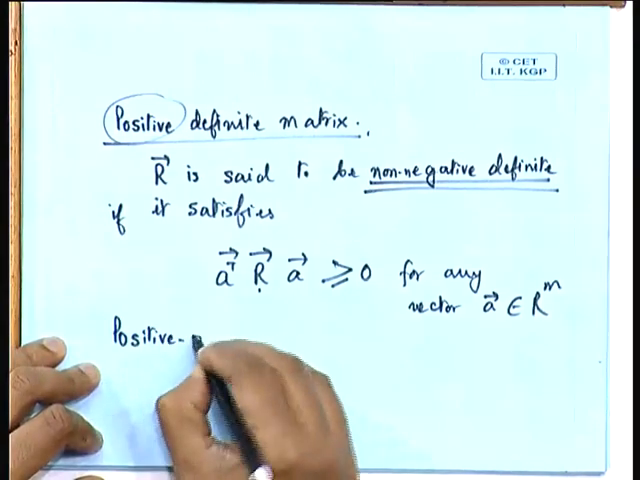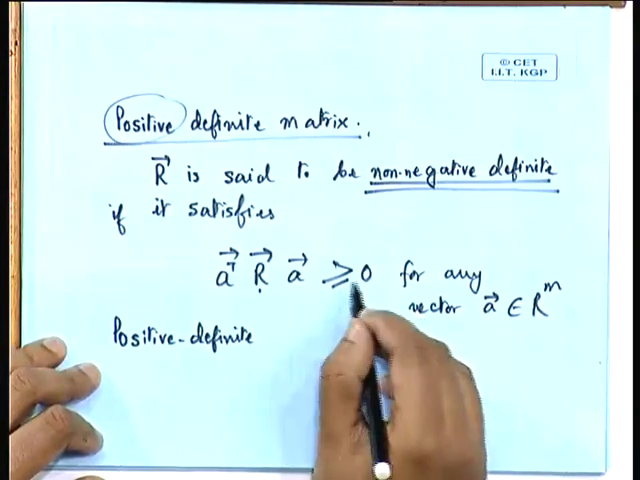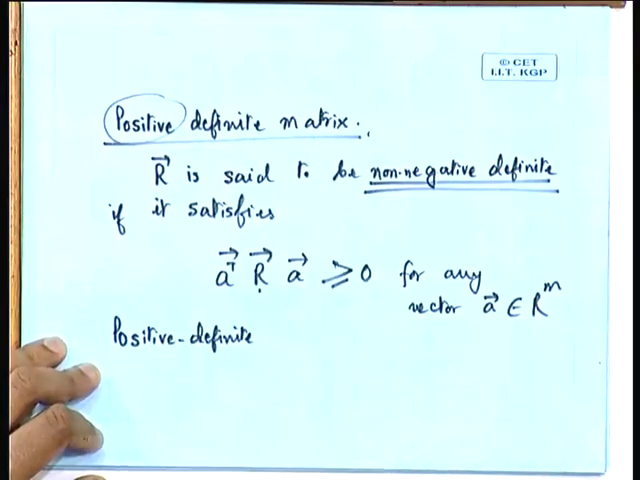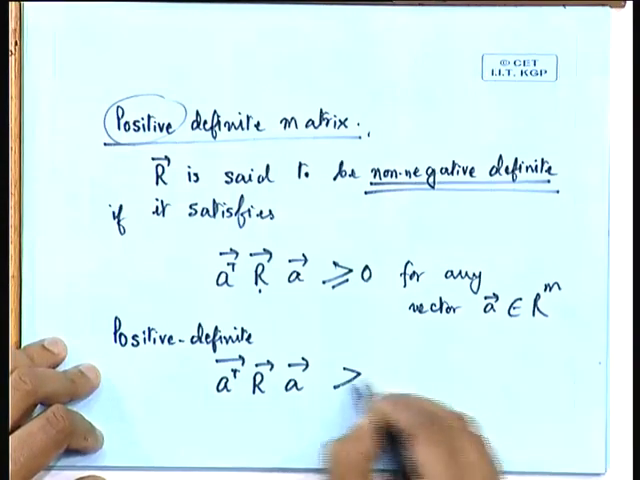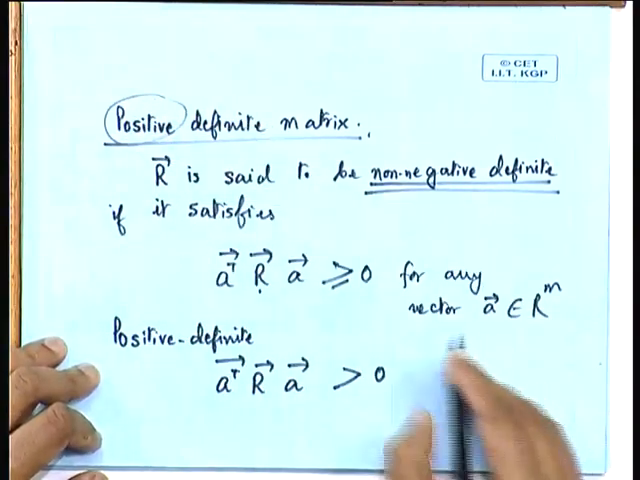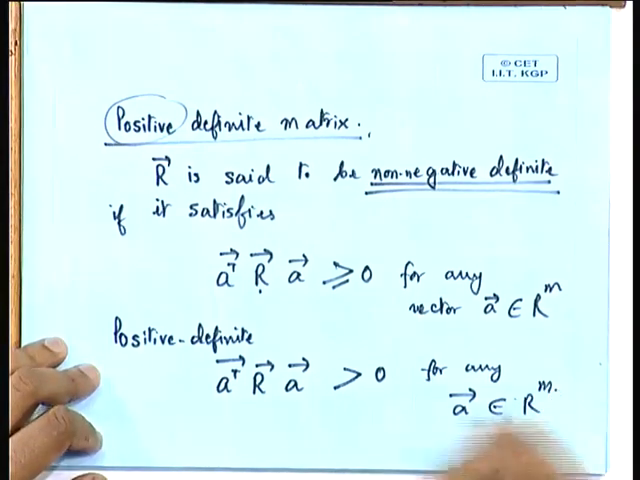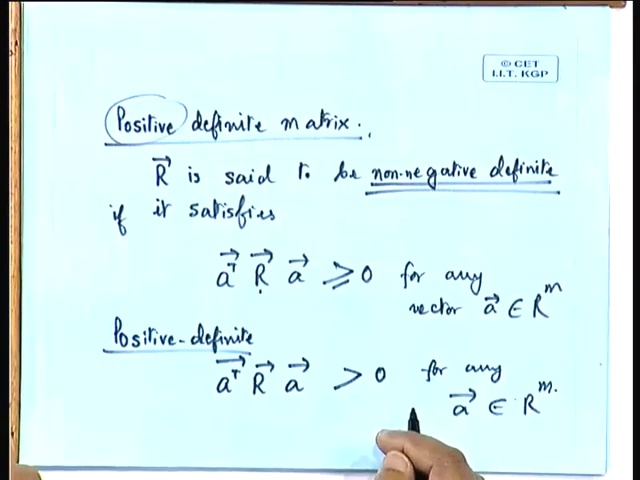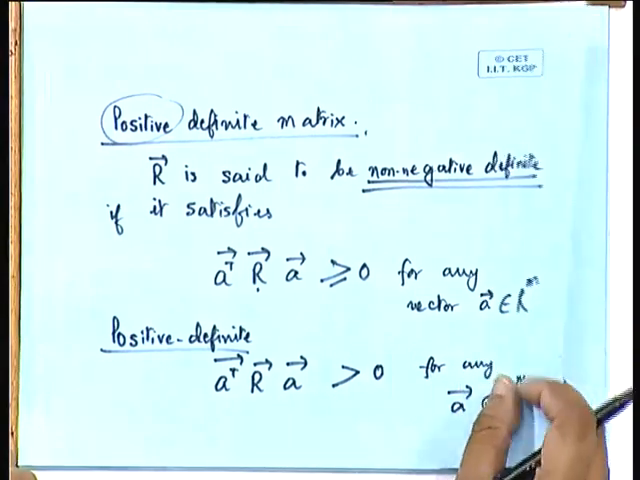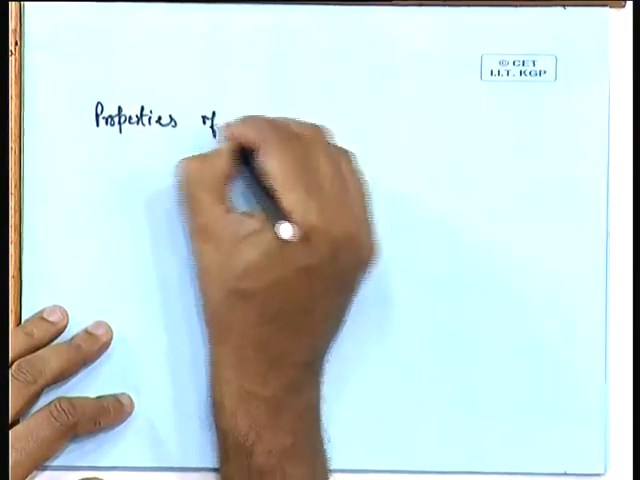So, what is positive definite then? Positive definite will simply mean that when only the strict inequality remains, that means it will not be greater than or equal to 0, it will be greater than 0. So, positive definite will mean A transpose R A greater than 0, again for any vector A in the m dimensional space. So, that is the definition of positive definite, and positive definite matrices fulfill two interesting properties. And what are they? Properties of positive definite matrix.